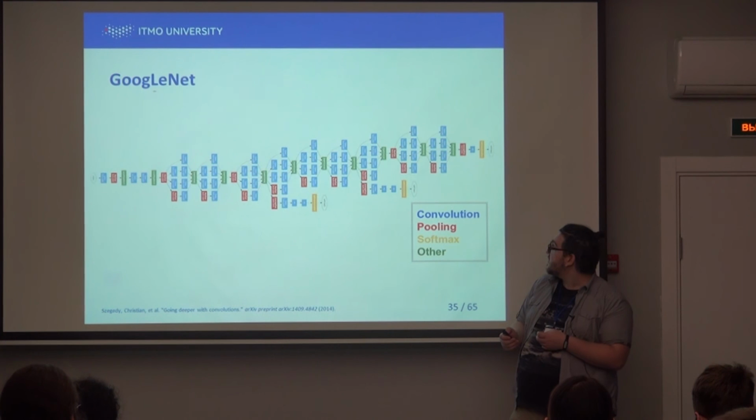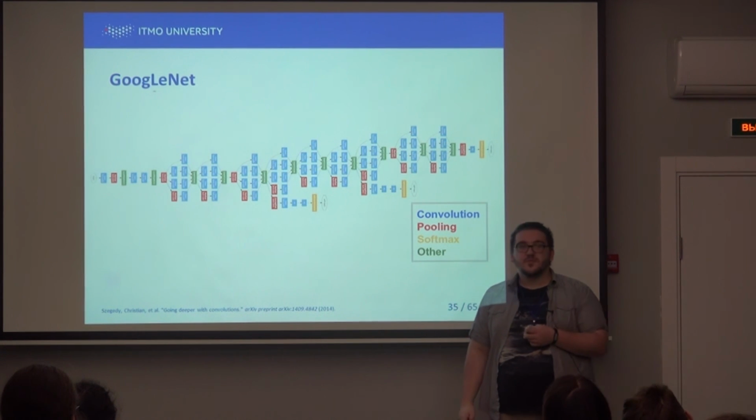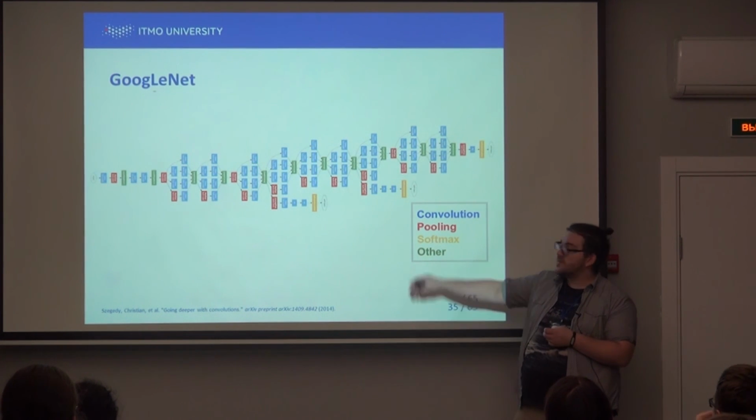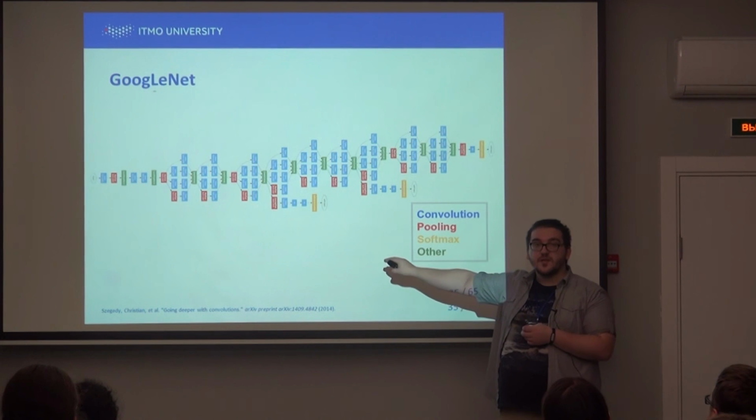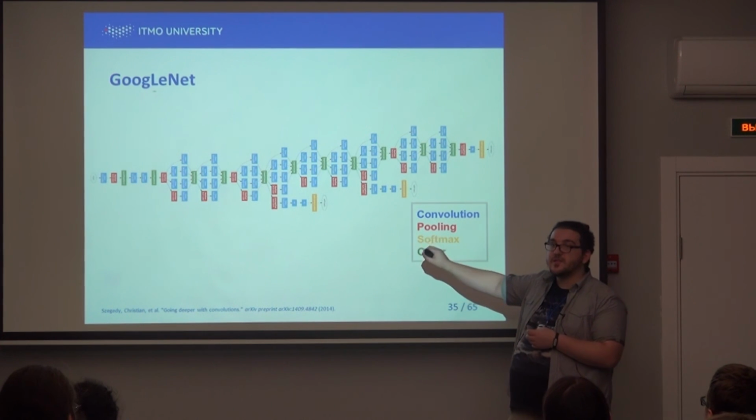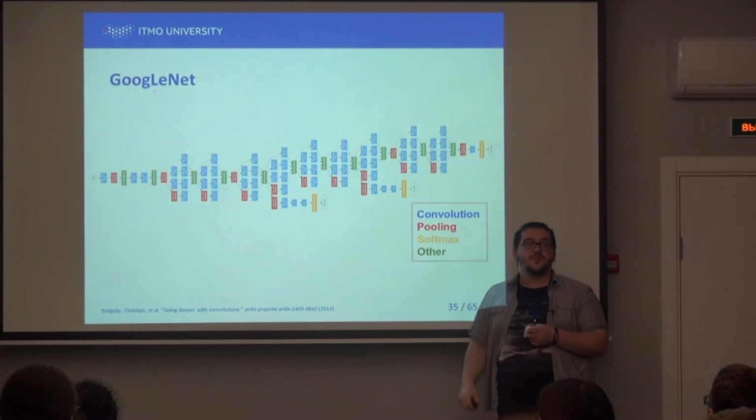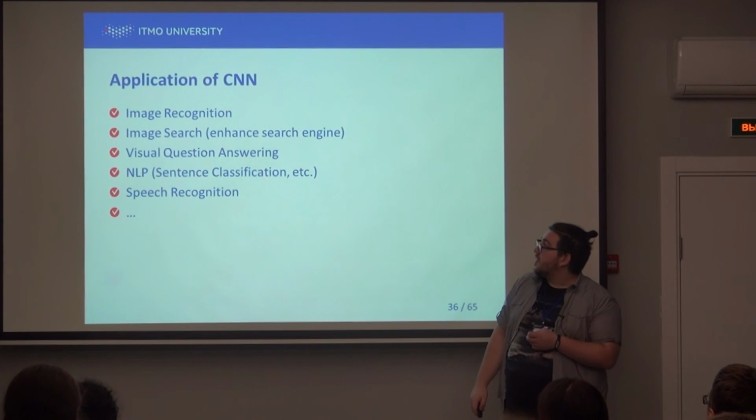So this is one of the current neural networks. It's GoogleNet. You can see now it's much more complicated. However, the basic elements of this architecture are the same as in the first convolutional network.